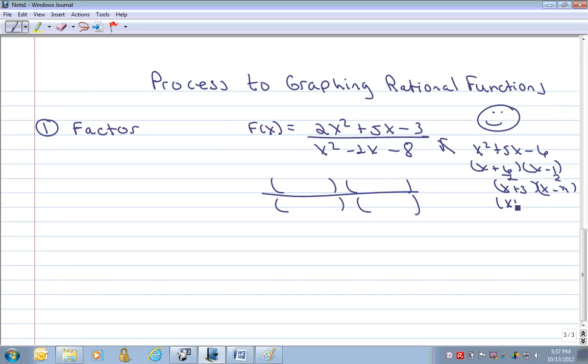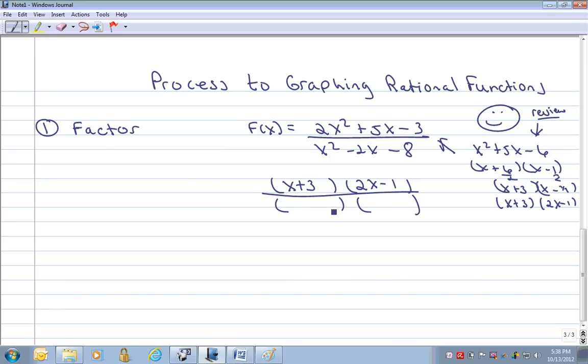So that would just be x plus 3, and then it would be 2x minus 1. And that would be a simple way to factor the numerator. So I'm going to go put that in over here. So we have x plus 3, and we have 2x minus 1. That's just really a review of some skills, and those skills might be on your retest that you're about to take.